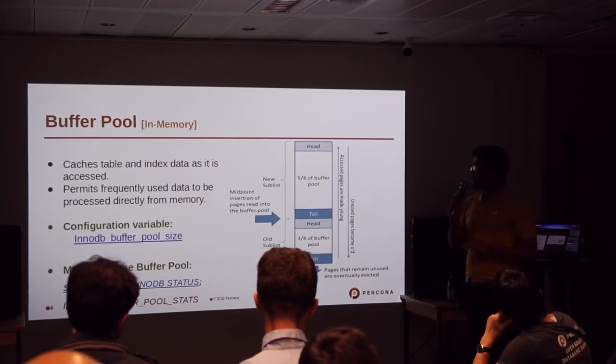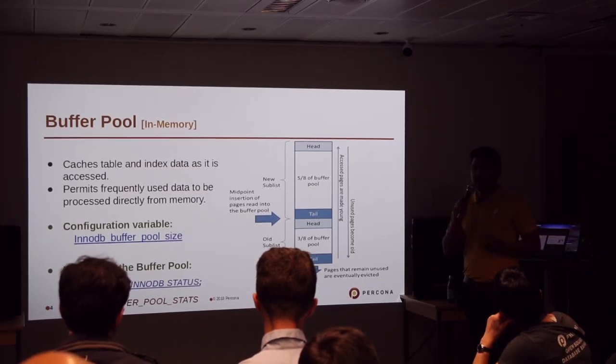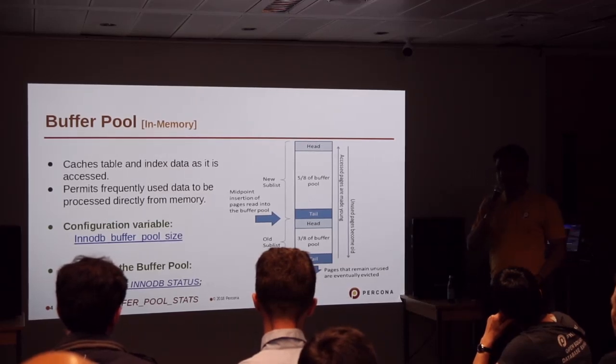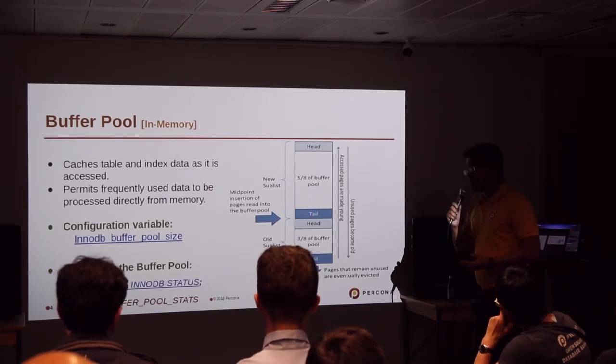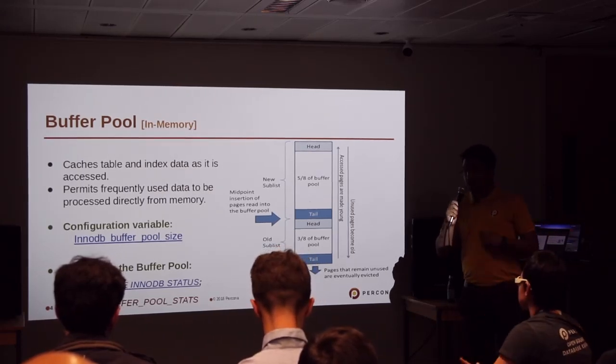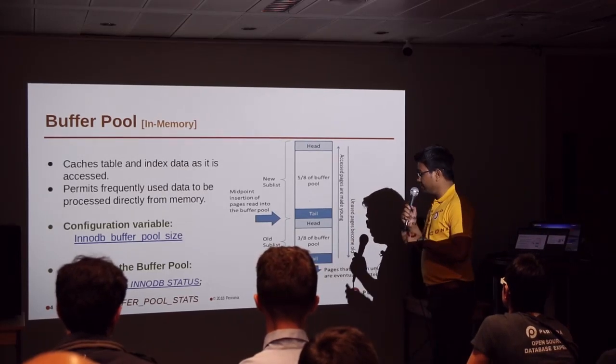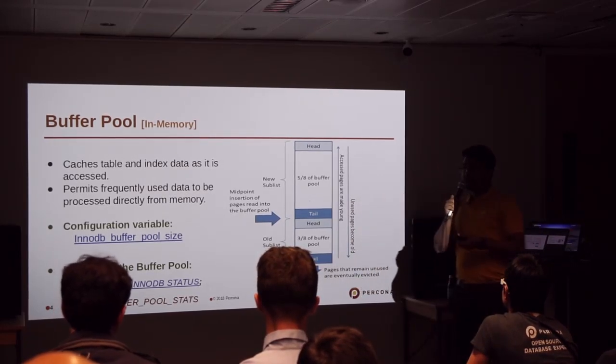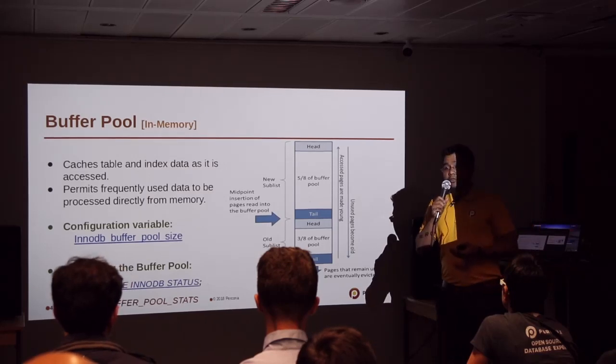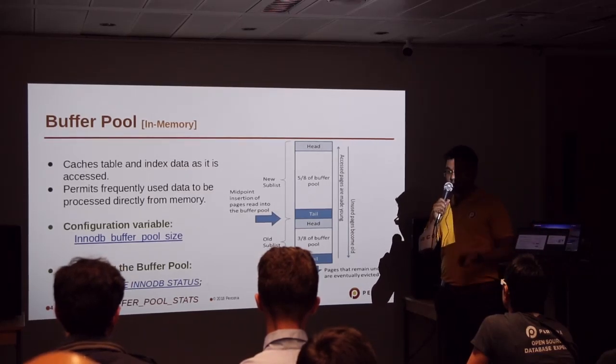An interesting thing about this buffer pool area is that it is configurable dynamically. Till 5.6 it was not possible, but in 5.7 the variable innodb_buffer_pool_size is dynamic, and you can change the size of the buffer pool on the fly. To monitor this, you can use the SHOW ENGINE INNODB STATUS command, and inside that you can get information on how much space is left, how much space is utilized, and how many pages I have.